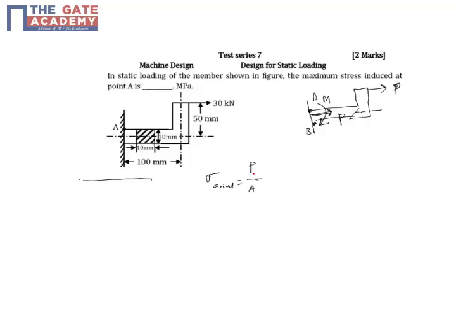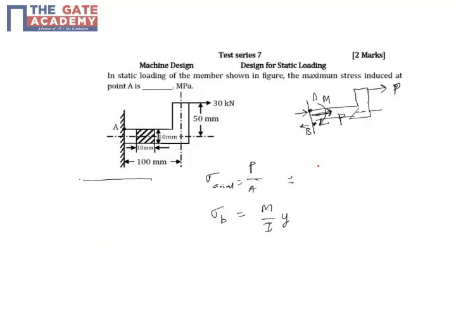Whereas due to bending moment, you have tensile at the top as well as compressive at the bottom, because this load P will produce a bending moment like this. The top fibers will stretch and the bottom fibers will compress. So the top fibers will have a tensile stress and the bottom fibers will have a compressive stress. Because it's asked at A, the bending stress will be sigma equals M by I into Y. At A we have to add both of these.